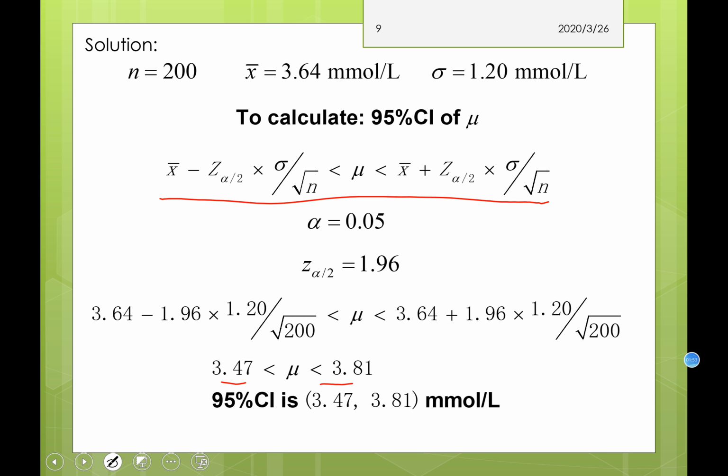So that means the 95% confidence interval is between 3.47 and 3.81 with its corresponding unit. So do you get the correct answer? I think you can do that.